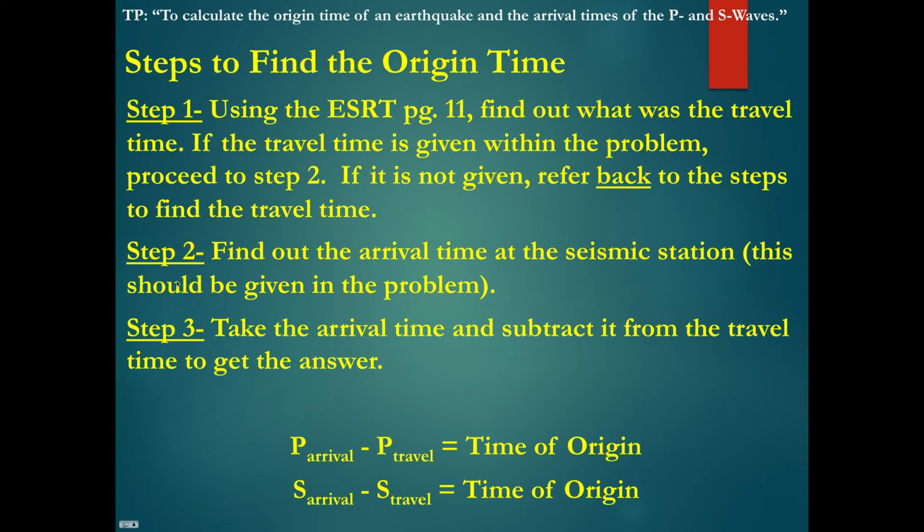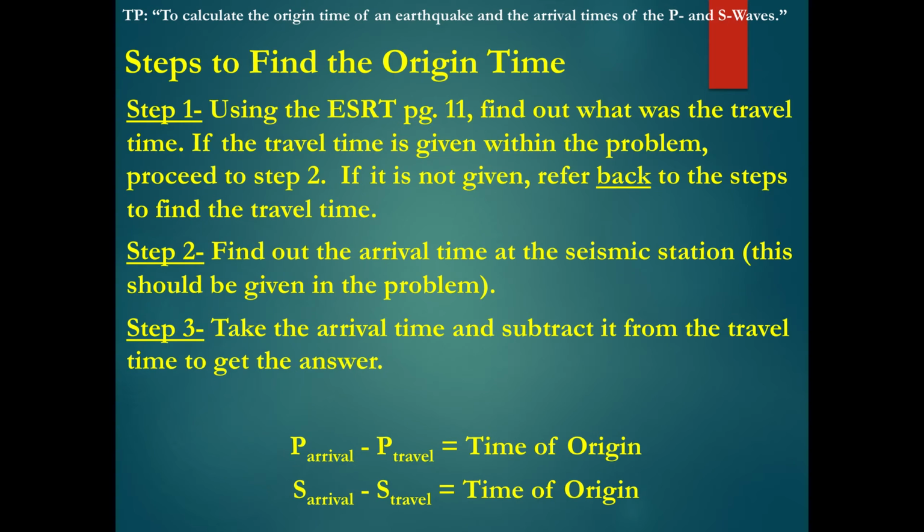Alright, steps to find the origin time. Step 1, using the ESRT, page 11, find out what the travel time was. If the travel time is given within the problem, proceed to step 2. If it's not given, refer back to the steps to find the travel time. They may give you the epicenter distance, where you have to find the travel time, which is the basics.